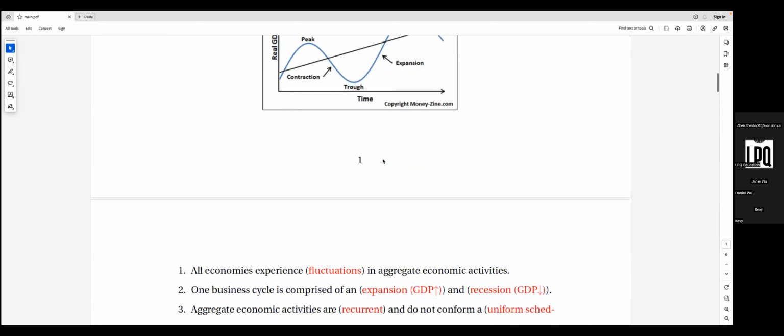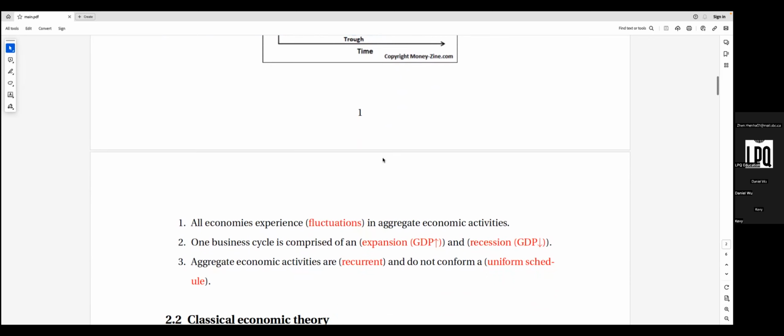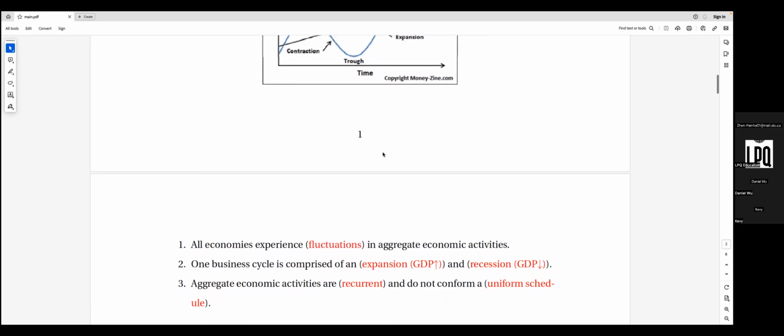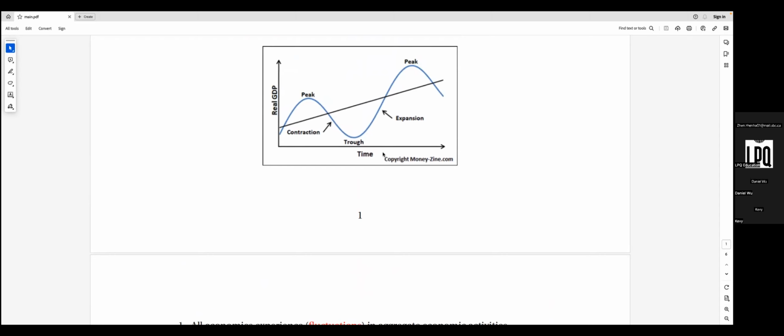Okay, we got two business cycles. And the third thing, we don't have a so-called schedule for business cycles. No human beings, even economists, no government really can regulate how long a business cycle is. We don't have such a regulation saying one business cycle must last 3 years, or 10 years, or 5 years. We don't have such a regulation.